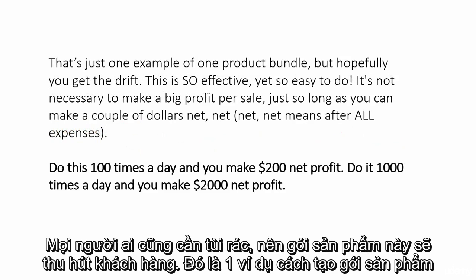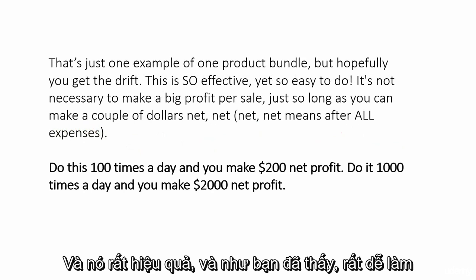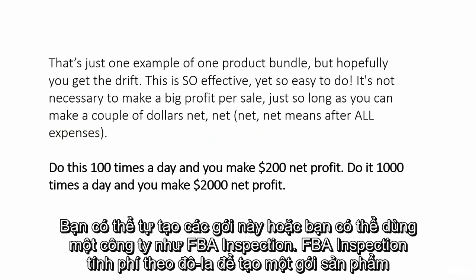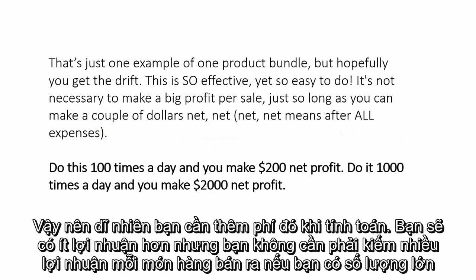Now, that was one example of how to create a product bundle. And it's very effective, but as you can see, it's very easy to do. You can either create these bundles yourself, or you could use a company like FBA Inspection. Now, FBA Inspection charges, I think it's $1 to create a bundle. So you obviously need to add that to your calculations. You'll be making less profit, but you don't need to make a lot of profit per item sold if you can start to get the volume up.